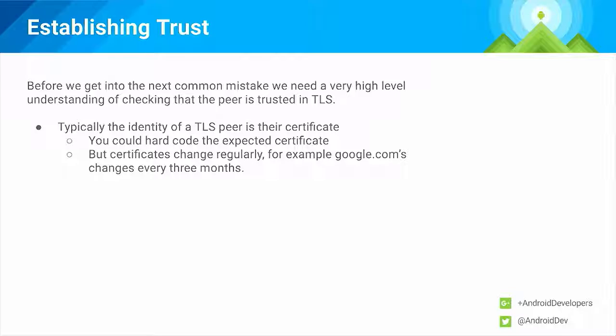Again, this is going to be very high level. I'm not going to go into it in a whole lot of detail because it's very complicated. There are RFCs the size of my arm you can read if you want to know the full detail, but this is just a very high level overview. So when I say, how do you verify the peer? What is the peer in TLS? It's usually represented by the certificate that they provide. You have some options for how to trust this. You could always hard code it. But that doesn't really work because certificates change, and they change very often. For example, Google.com's certificate rotates every 3 months.